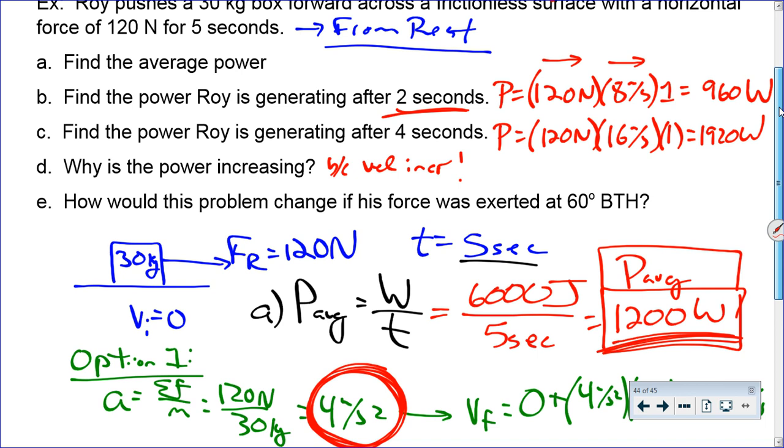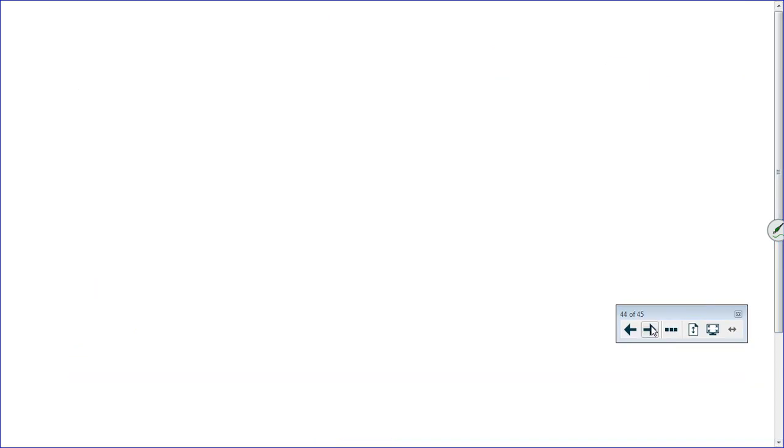And how would the problem change if this force was exerted at 60 degrees below the horizontal? Then your power and your work would all be multiplied by the cosine of 60, because this force would be this way and your displacement would be that way. Cosine of 60 is a half, so all of your answers here would have been half as big. So there you go. That's power. Not much to it.